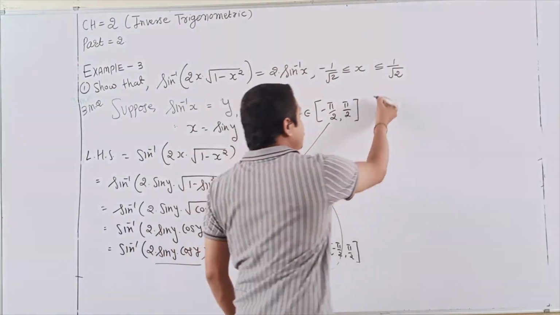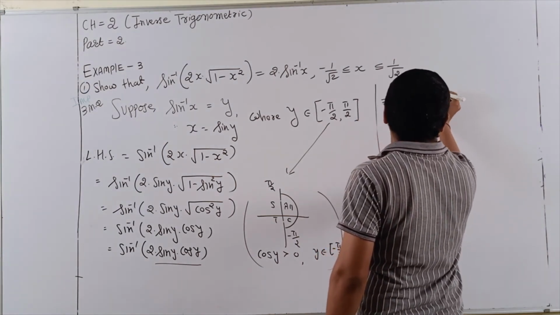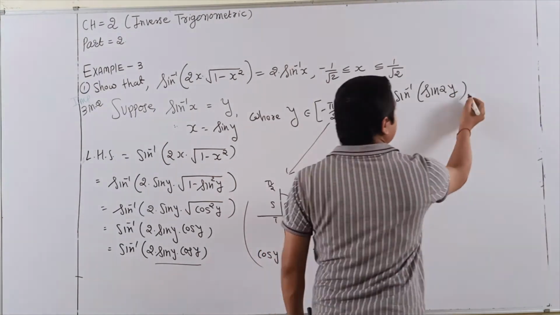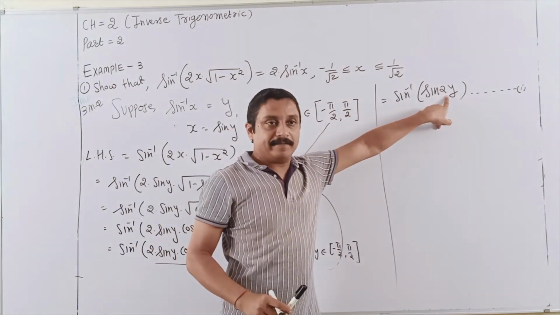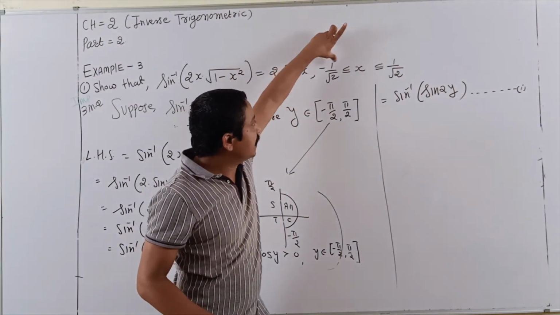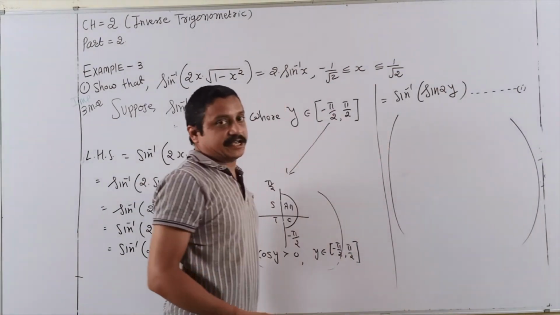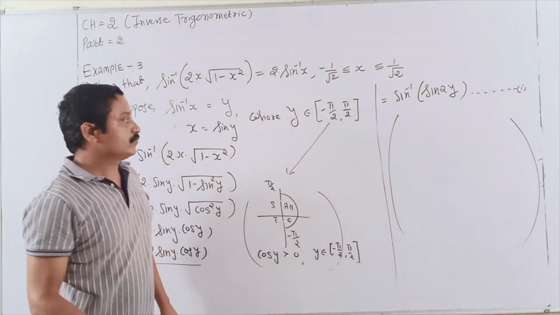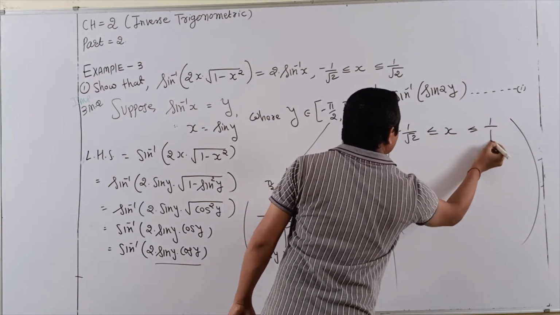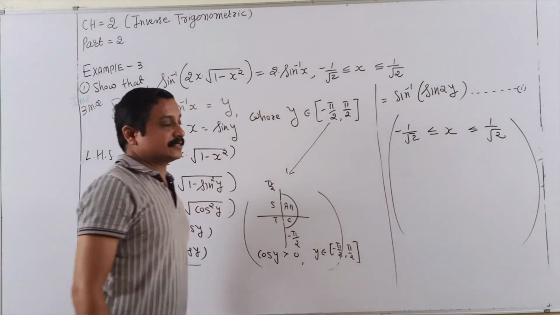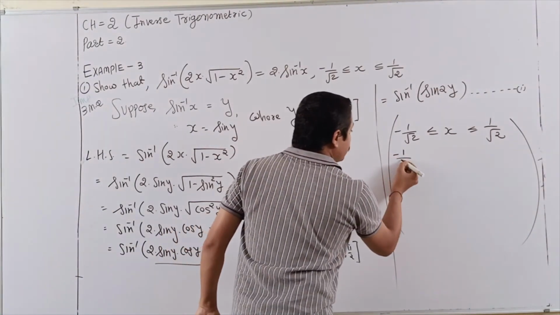So sine inverse 2 sin y cos y, and this value is known, students. Yes, this is sine inverse sin 2y, taking it as statement number 1. Now I check whether this 2y is present in the range of minus 1 by root 2 to plus 1 by root 2. So here I go to the sufficient condition checking, and after that I count 2y. According to the condition, minus 1 by root 2 to plus 1 by root 2, this is your x.